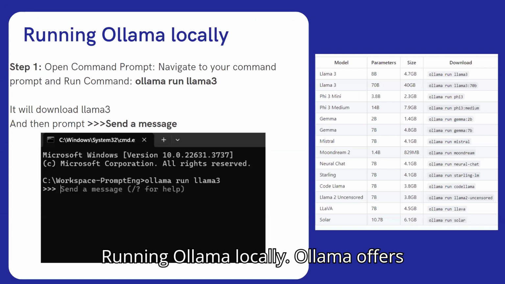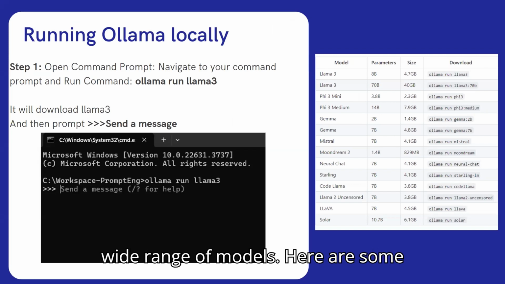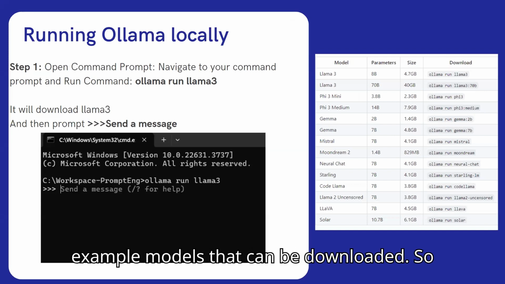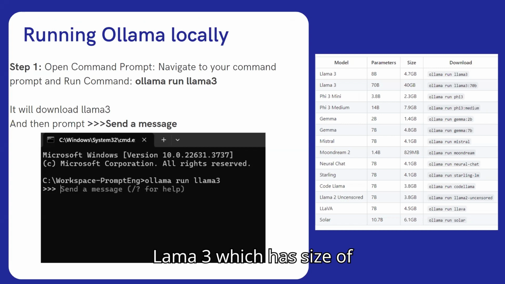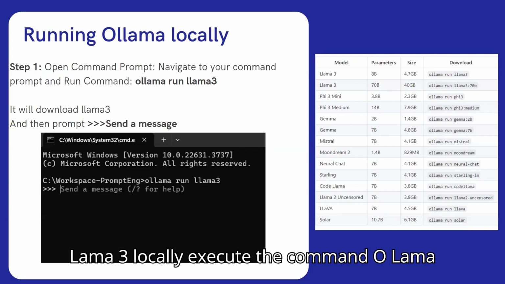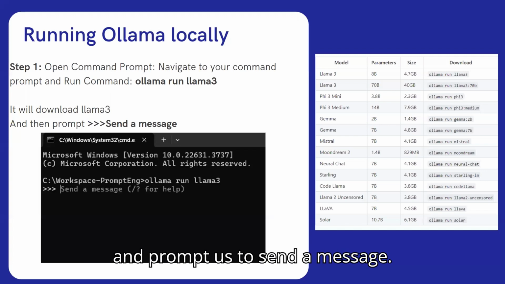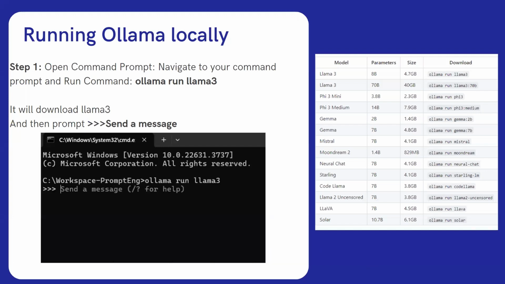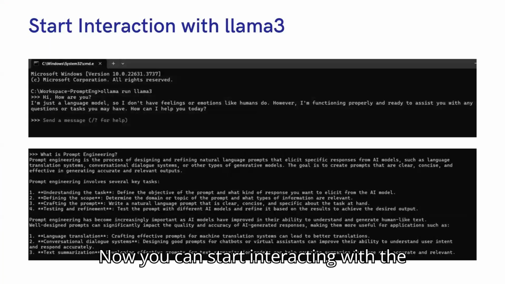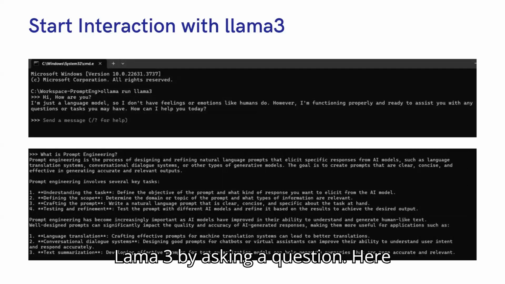Running Ollama locally. Ollama offers a wide range of models. Here are some example models that can be downloaded. For this tutorial, we will be downloading Llama 3, which has a size of 4.7 GB. To run Llama 3 locally, execute the command ollama run llama3. It will download Llama 3 and prompt us to send a message.